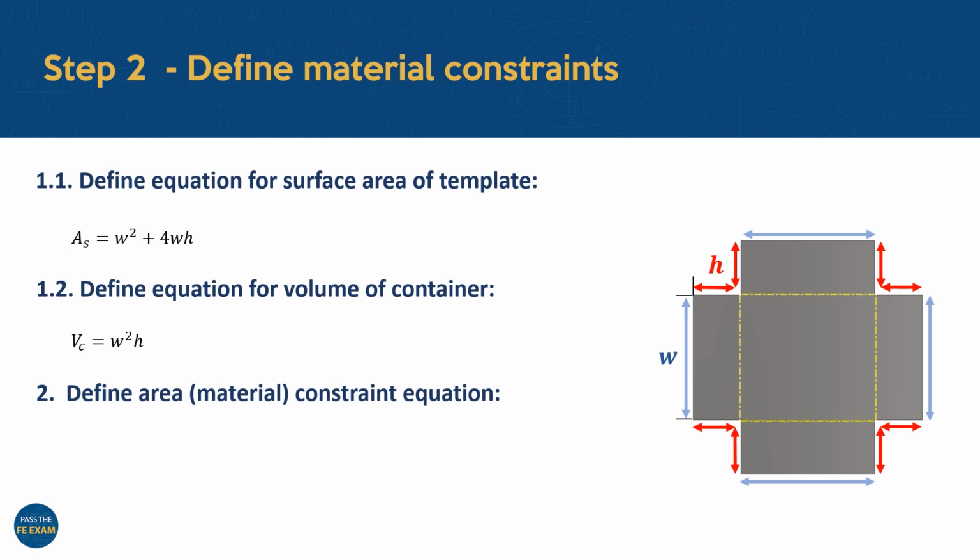To make sure our design stays within the surface area constraint of 48 by 48 square feet, we need to establish a constraint equation that ties our surface area equation to this design parameter. In mathematical terms, the total surface area AS must be less than or equal to the available material. However, since we want to maximize the container's volume, we can assume that all of the material will be used, which means the inequality becomes an equality. Our resulting constraint equation is then given by W squared plus 4WH is equal to 48 times 48.